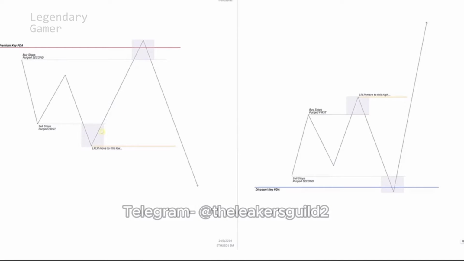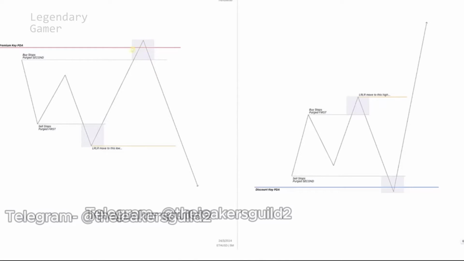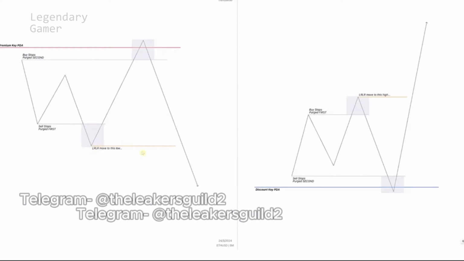Now when both sell stops and buy stops have been purged, aka the double purge, right, then the market makers will move the market in the real direction it wants to go with a low resistance liquidity run. So now in a bearish scenario, first the sell stops, right, then the buy stops are purged, which is a double purge, and then the LRLR happens to this low.